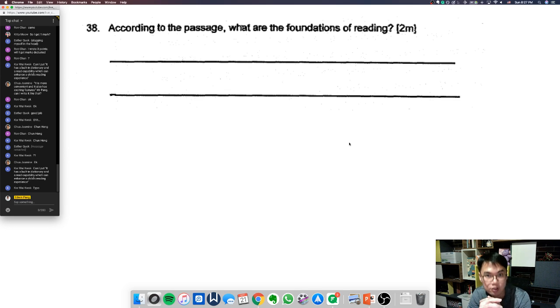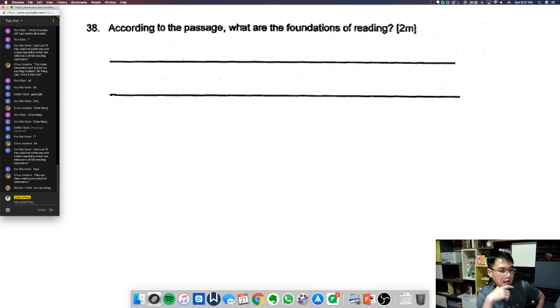Now, this is a challenging question, but not impossible to do. The key is to look for the word foundations of reading in the passage. Find it, and you should be able to find the answers to this question. Okay, so finding the answer depends on looking at the keyword foundations of reading. That's why Mr. Pang says bracket the keywords, right? When you bracket the keywords, you look for it in a passage, then the answer is very near to where the keywords are found. Okay? They are deep reading and recall of information. Perfect answer.